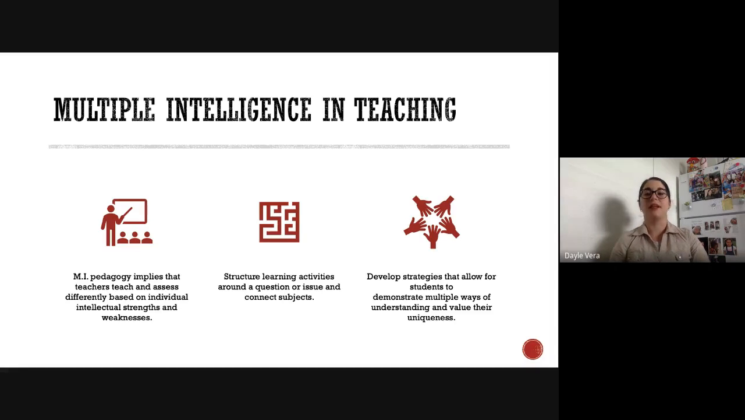The next one was to develop strategies that would allow students to demonstrate multiple ways of understanding and value their uniqueness. So, for example, not everybody likes to work in groups. Not everybody has that interpersonal intelligence, but some people like to work in groups more than other people. Other people prefer to work on their own, and that's okay. That's why teachers should give students the opportunity to choose what they want. Do they want to learn by themselves, or do they want to learn in groups?